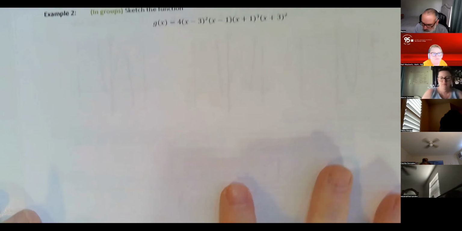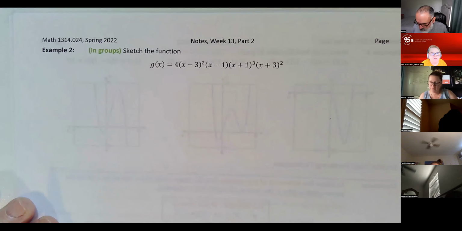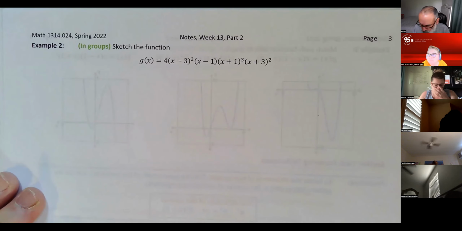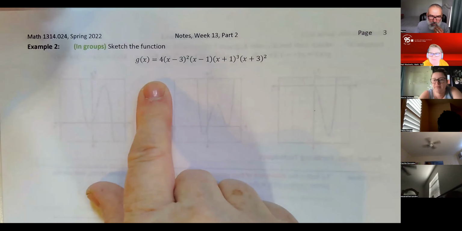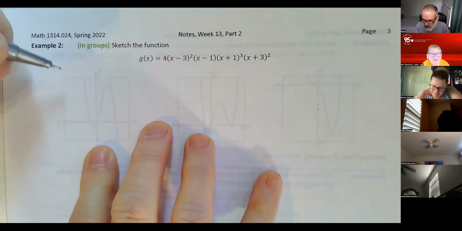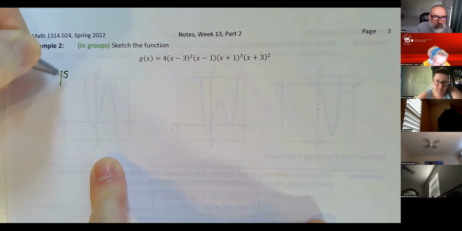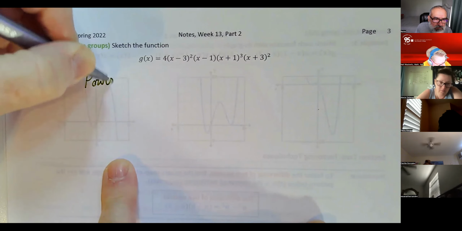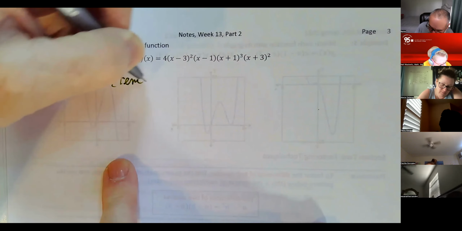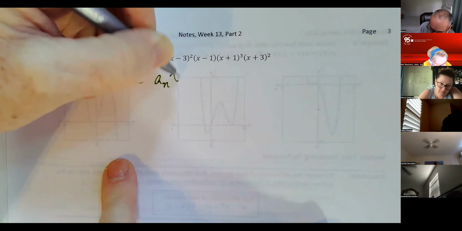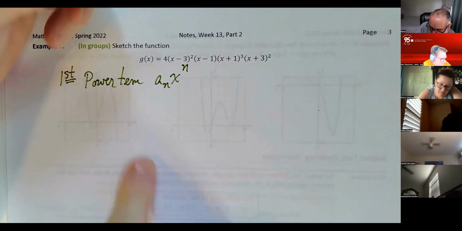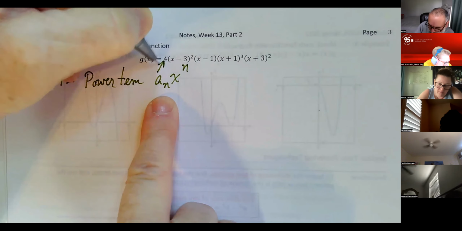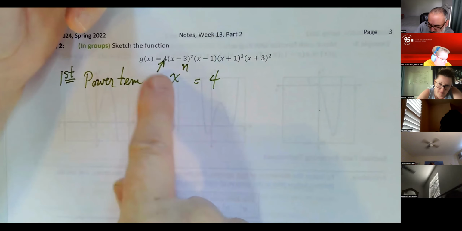Let's do this next example together, even though it says a group. Unless y'all want to try it on your own. Okay. Can we do it together? Okay, great. So the first thing we look at is the power term, which is a sub n x to the n. A sub n is the number out front. So 4 is going to be a sub n.